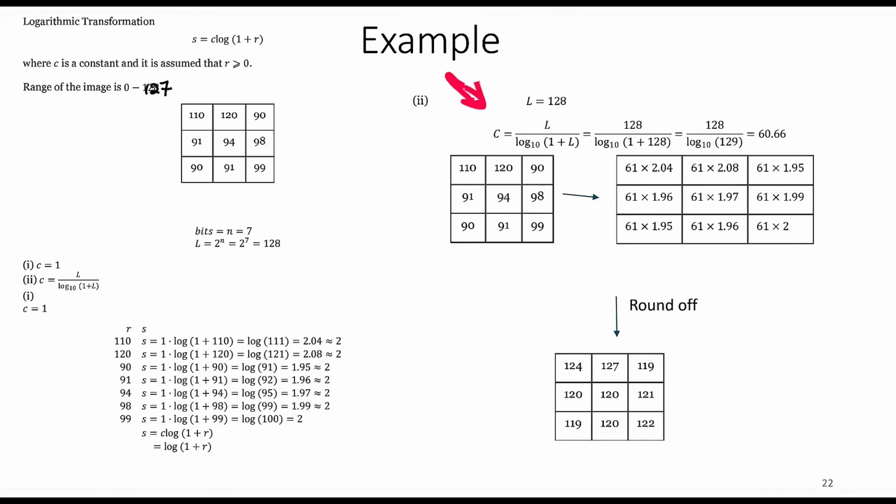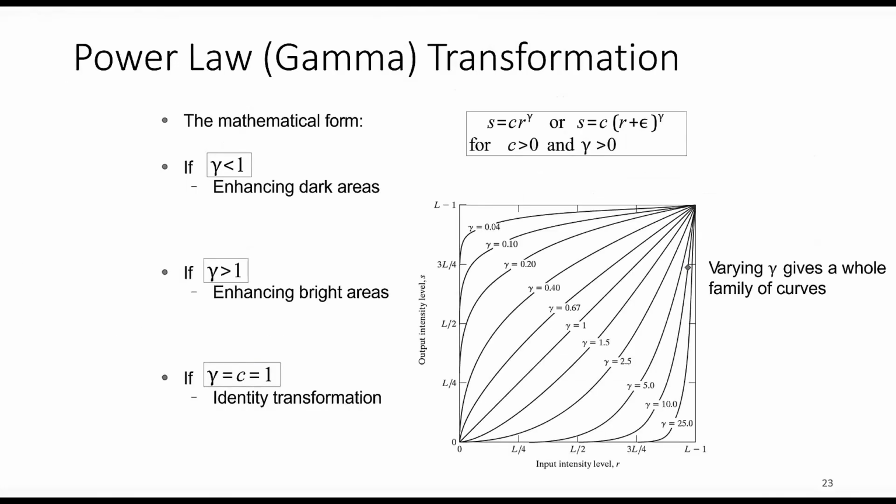This is another example, the second part, where we take c equal to this, and here you can see that it's not 2 but 3. Okay, let's discuss the power law transformation in the next class.